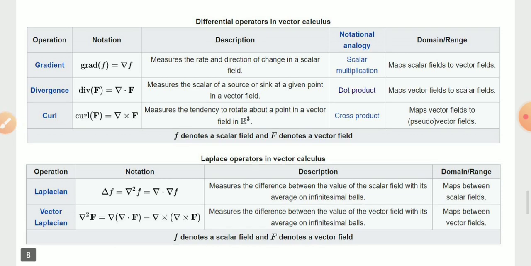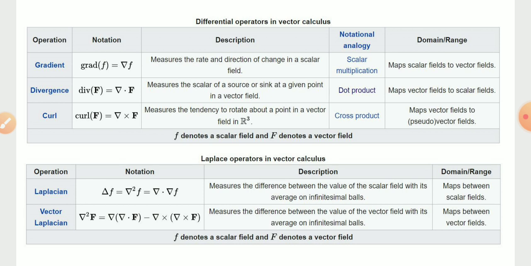There is another kind of differential operator used in vector calculus, which is also required for your electromagnetic theory or electromagnetic waves, and that one is the gradient. The gradient of a function f is defined as del of f. The divergence is defined as del dot f, and the curl is defined as del cross f. So each and every term will be explained according to your requirement.